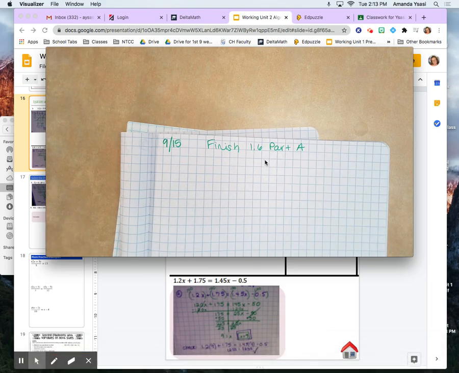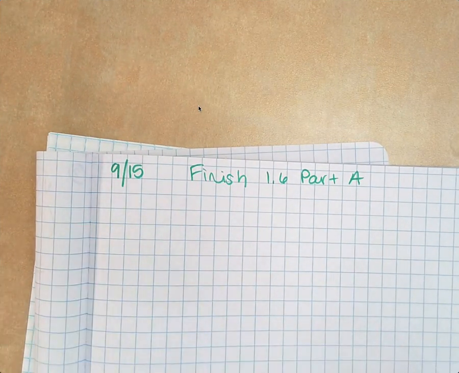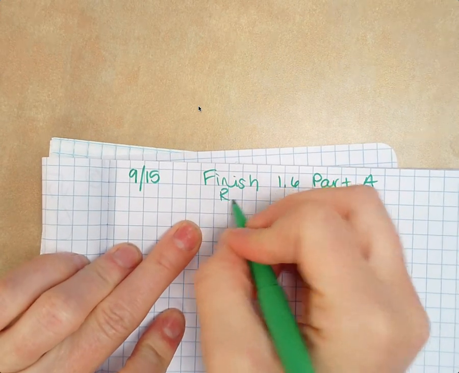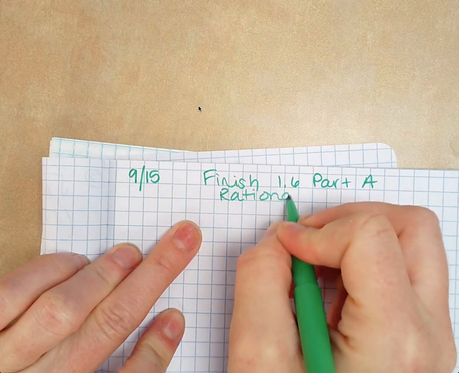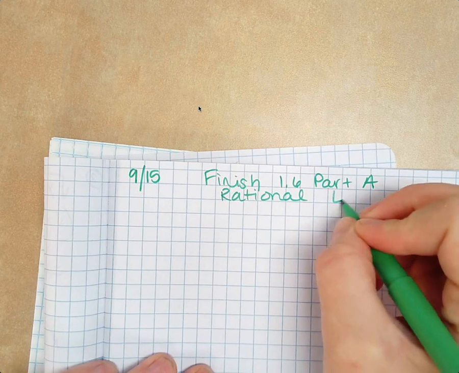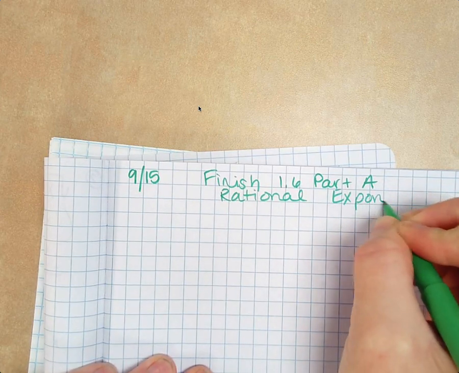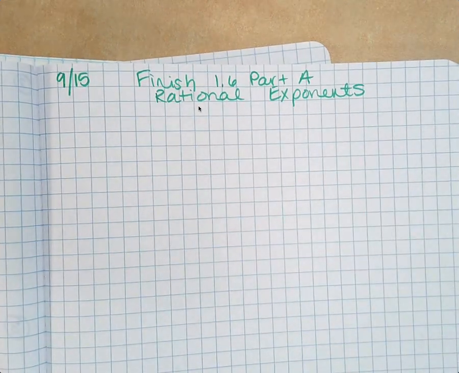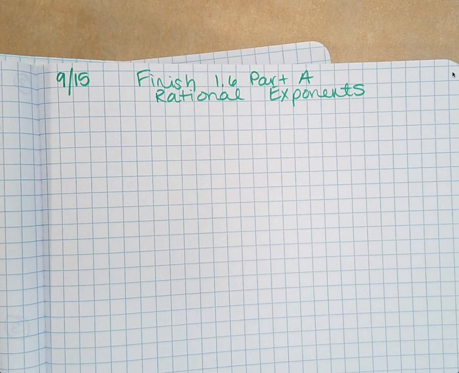Okay, we are going to finish 1.6, part A. So this is dealing with rational exponents. We already talked about this, but we're actually solving equations that have rational exponents.